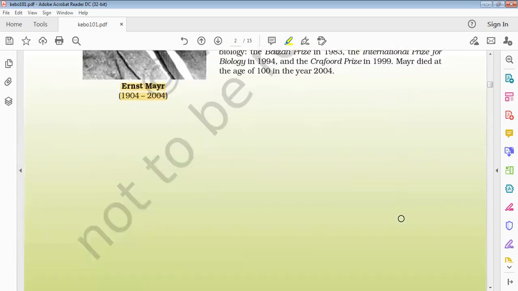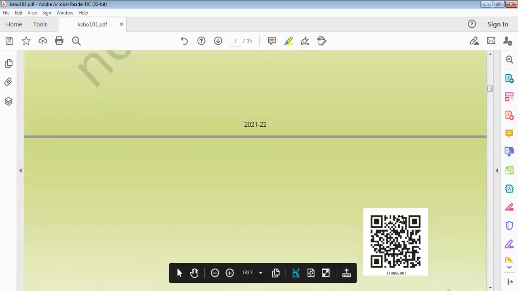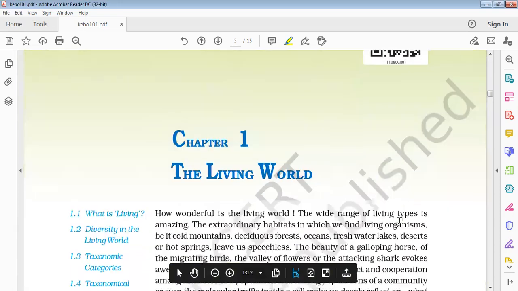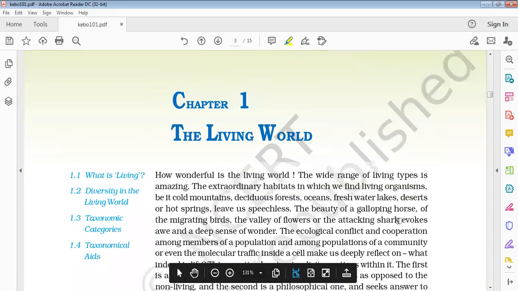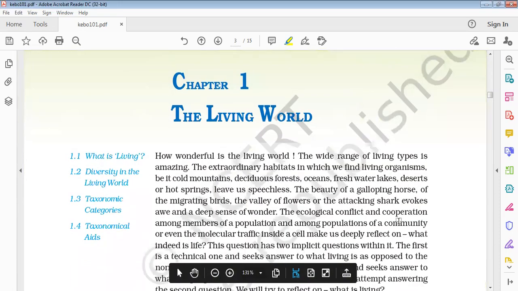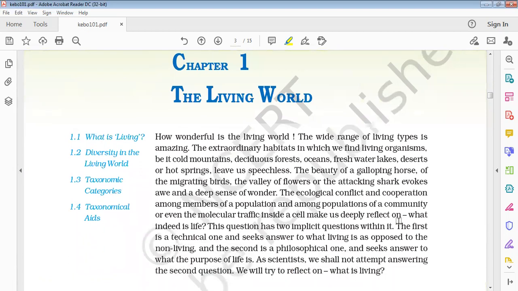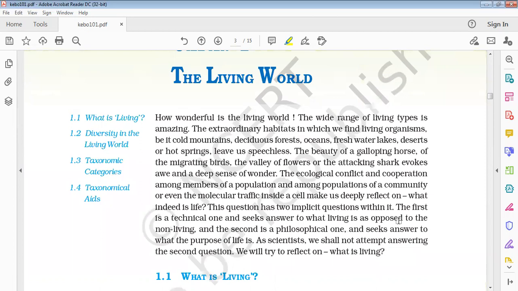Now moving on to Chapter 1. Chapter 1 is The Living World. In the introduction part there is nothing much to read. It is just an intro to the chapter. Here you are introduced to the living world. As we know, the living world consists of all the living organisms and the abiotic components.